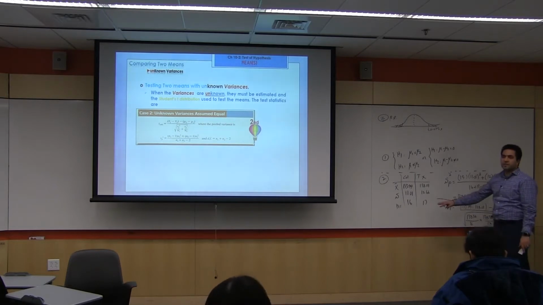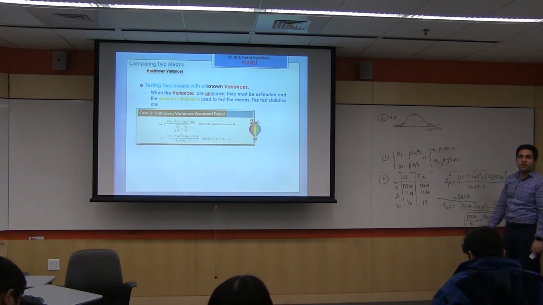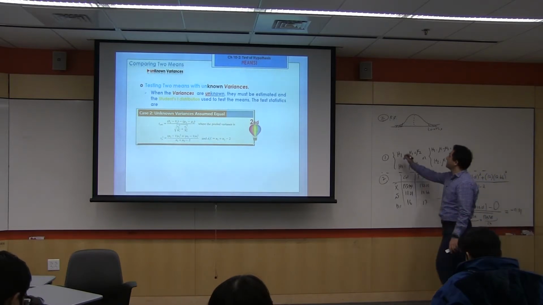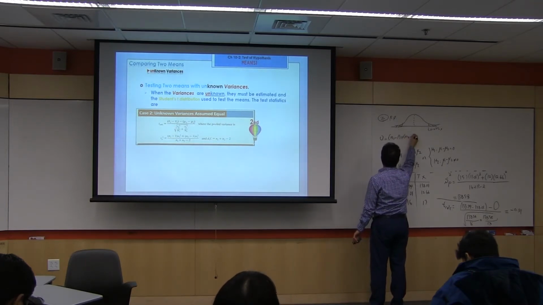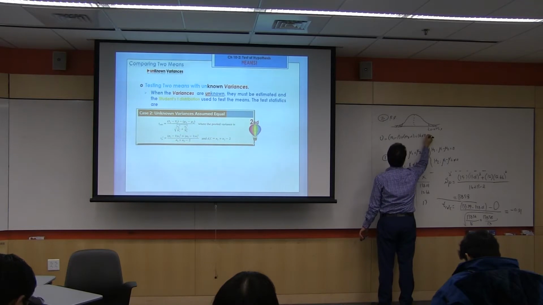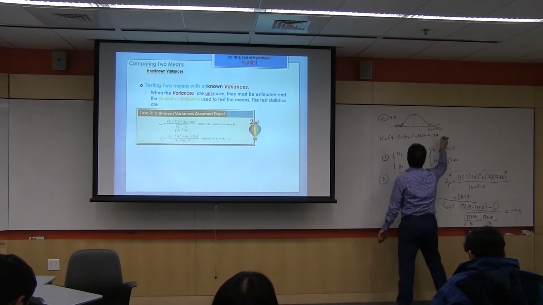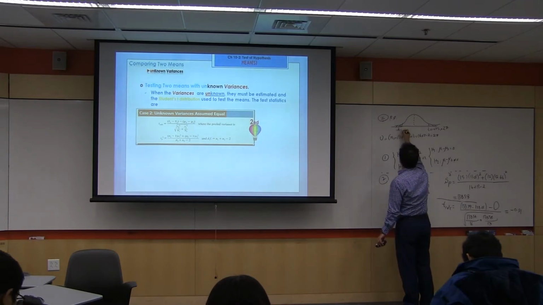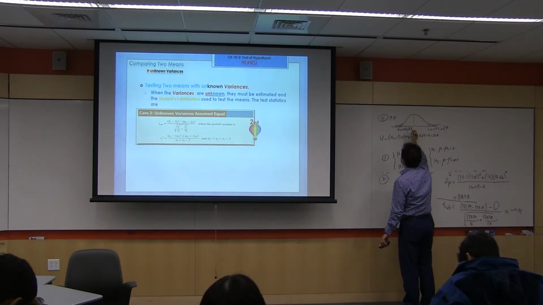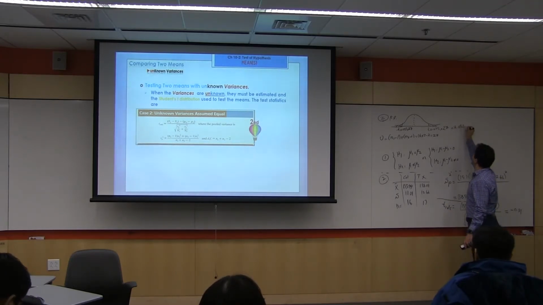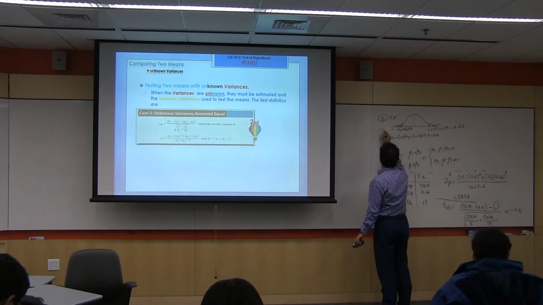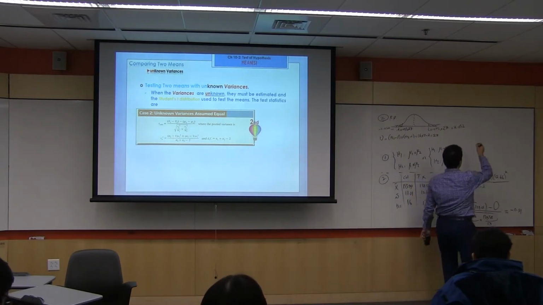So degrees of freedom is what? 16 plus 13 minus 2, n1 plus n2 minus 2. You remember from chapter 9? Degrees of freedom is n1 minus 1 plus n2 minus 1. 16 plus 13 minus 2 is 27. So negative t of 0.025 and 27 is 2.052. The answer is 2.052, and this is negative 2.052, and make the decision.